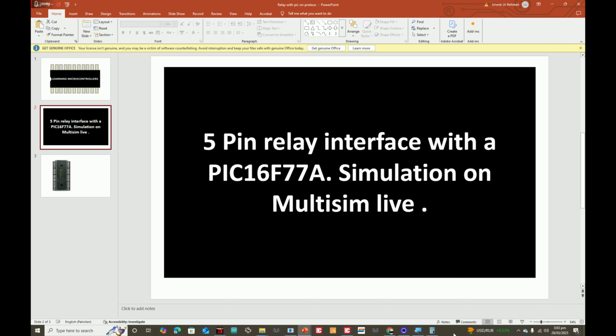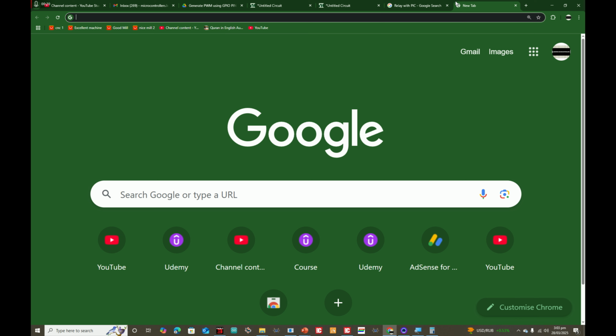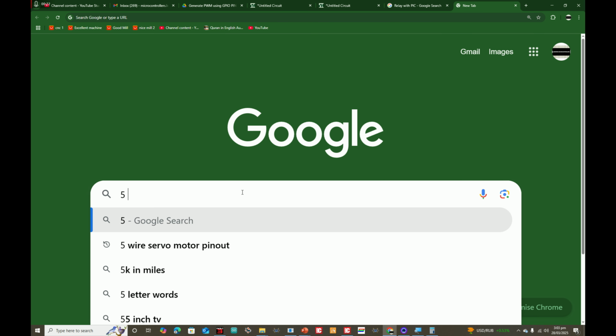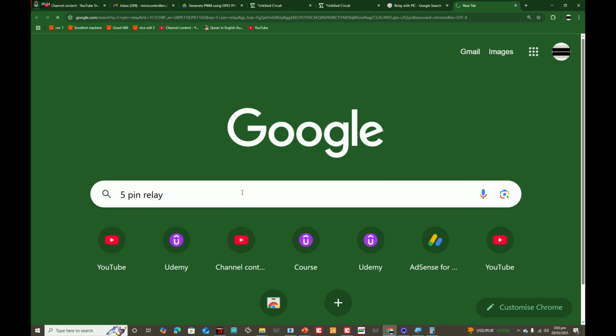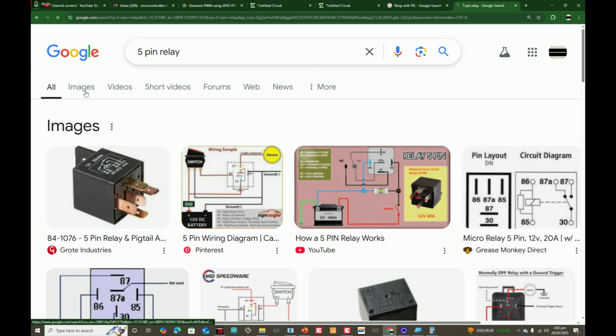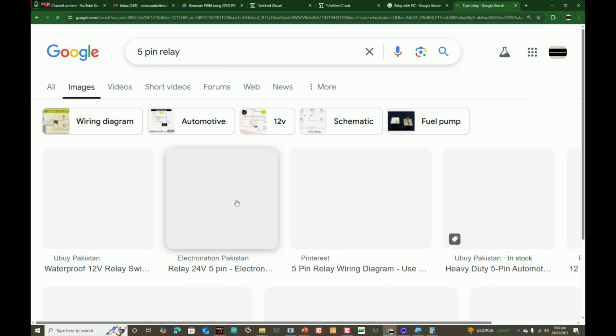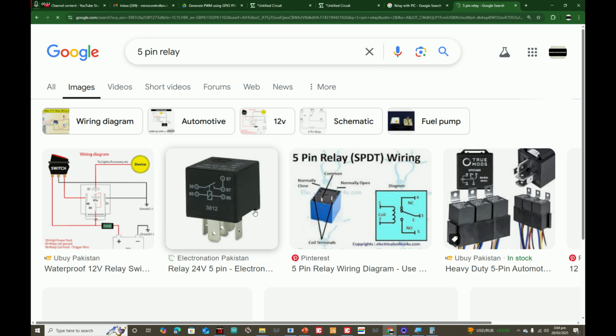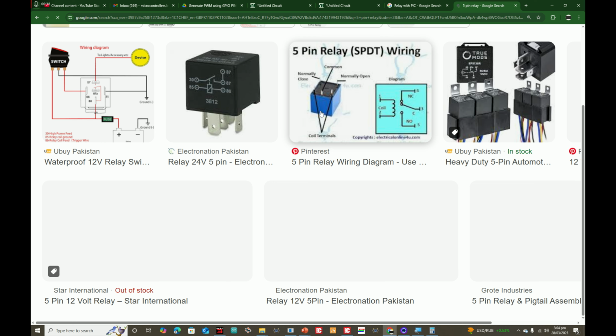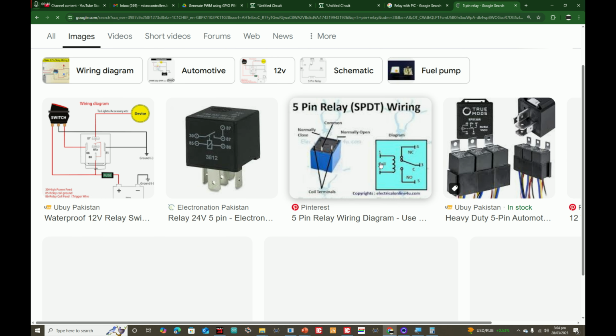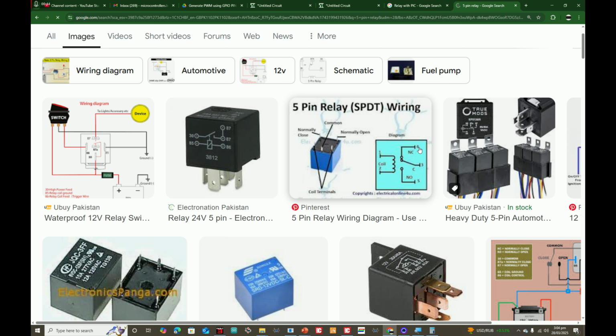So first, let's get to which relays I'm talking about over here. 5-pin relay. On the internet, there are various types of relays in the market. Remember that a 5-pin relay is the one which has both normally open and normally closed, like this one, very common, this cube type relay. You also get it on a module as well. It has two coil pins, one normally open, one normally closed, and a COM pin.